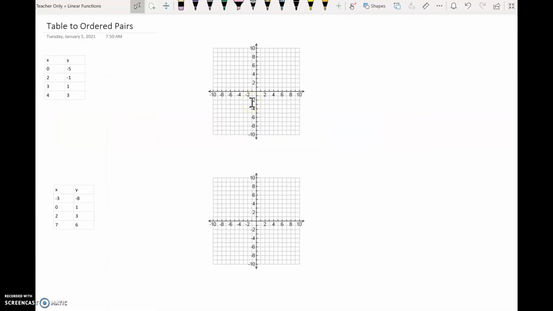So we are going to look at how we turn a table into ordered pairs. Remember, when we have a table, we have inputs and we have outputs. These inputs and outputs are the same thing on a graph. The inputs are X and the outputs are Y.